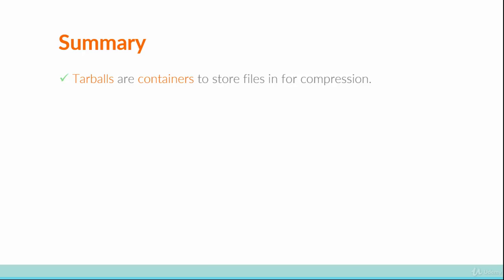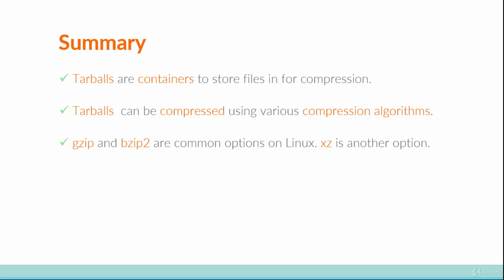And remember that there's a cheat sheet in the resources section for this video that will list out the different options and different ways of using the tar command. Now, once you have the tarball, in order to compress it, you need to use a compression algorithm. Okay, so tarballs can be compressed using a variety of different compression algorithms, and we took a look at gzip and bzip2, which are common options on Linux, but the xz option is another option. We didn't discuss it here, but if you want to read more about the comparison between the different algorithms, I've also put a link to an interesting blog post in the resources section for this video for you to have a look at as well.